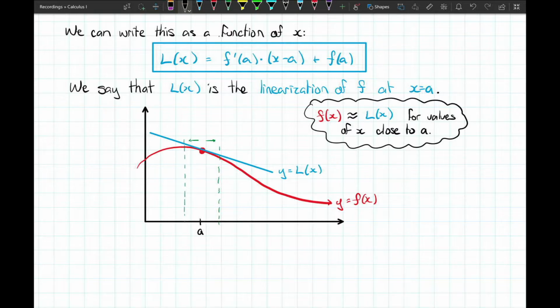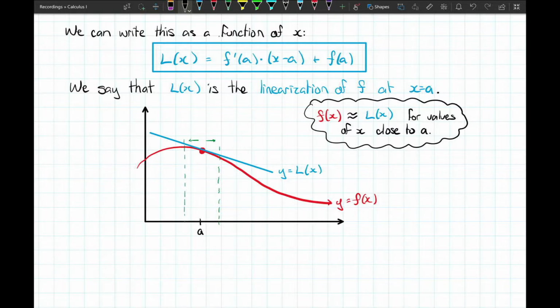Knowing that the linearization is a linear function, it's very easy to plug numbers in and compute y coordinates. And that'll give us a very quick way of approximating values on the function f of x, which may be a much more difficult function. We can actually use this to even be able to compute square roots of numbers by hand, which we might not otherwise be able to do without a calculator.